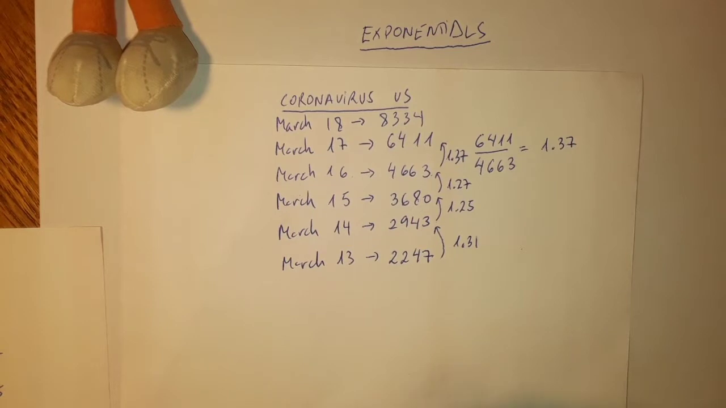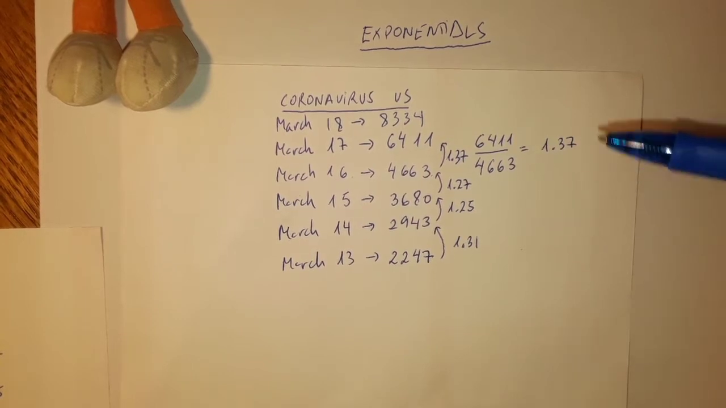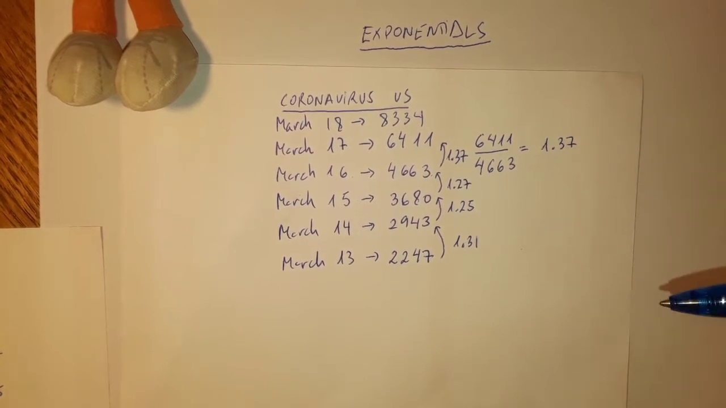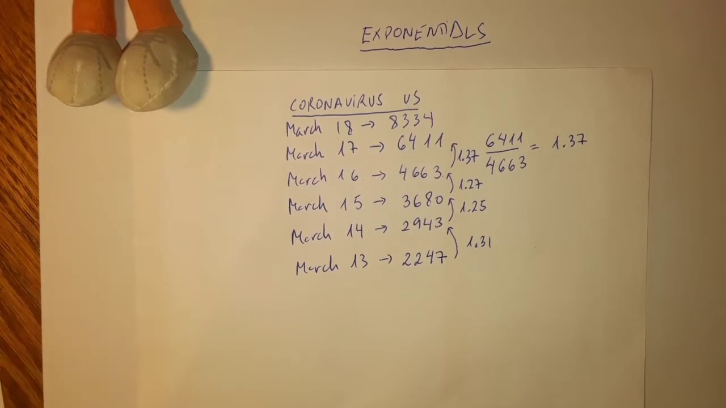But what happens if we would like to actually know how many cases we will have in a week, or in a month, or in 2 months? Multiplying times 1.3 to get to that point would be a lot of work. So it's convenient, it's practical to try to find a function that we can use so we can put any day there and it works, right? To do that, we're going to use exponentials, okay?